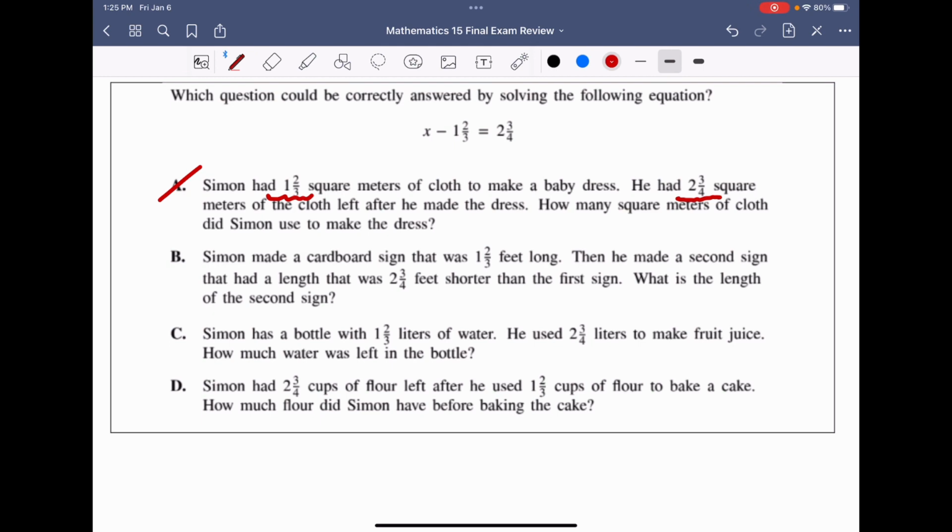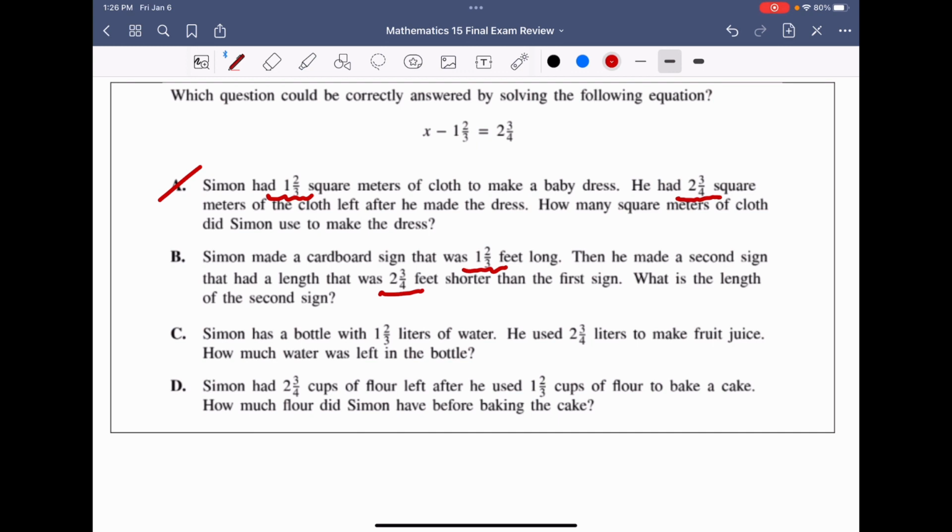For B, Simon made a cardboard sign that was 1 2/3 feet long. Then he made a second sign that had a length that was 2 3/4 feet shorter than the first sign. What is the length of the second sign? Well, a lot of this is just seeming false right away because they say he made a cardboard sign that had a certain amount of material, and then the second one had a length that was this much shorter than the other one. Well, in this problem, it's the same kind of concept that was wrong with A.